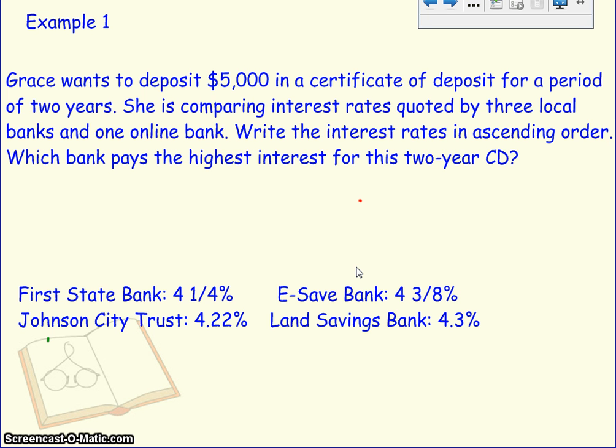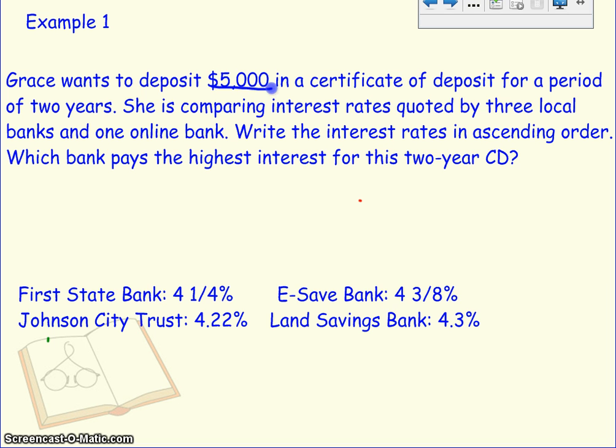Example 1 says Grace wants to deposit $5,000 into a certificate of deposit for 2 years. She's comparing interest rates quoted by 3 local banks and 1 online. Write the interest rates in ascending order. Which bank pays the highest interest for this 2-year CD?